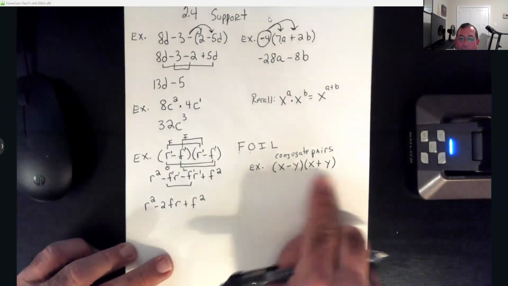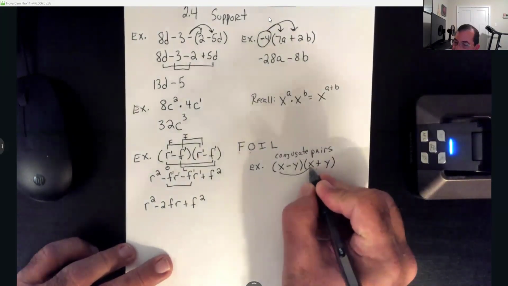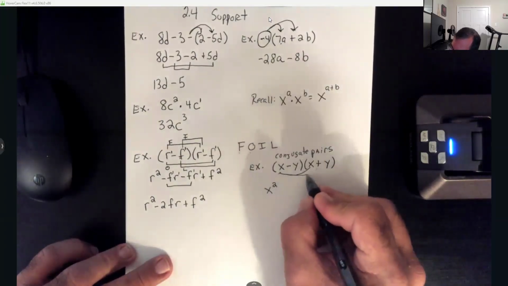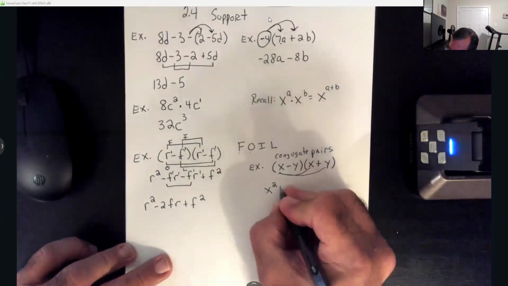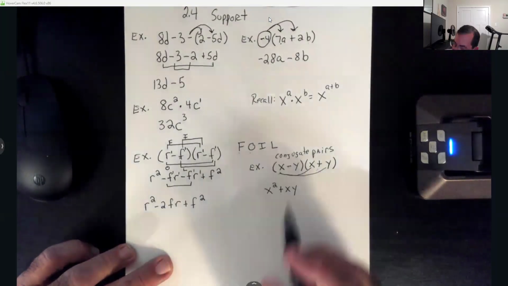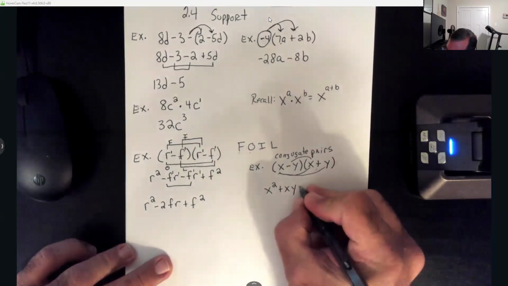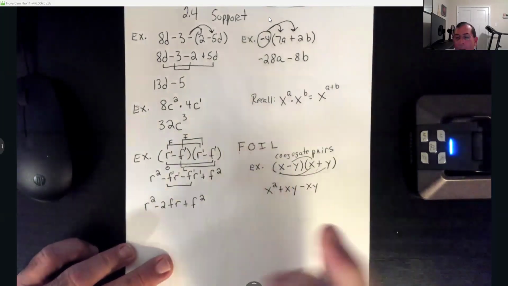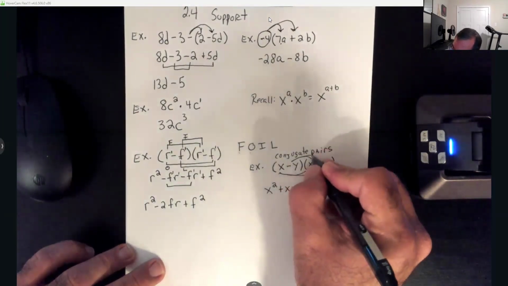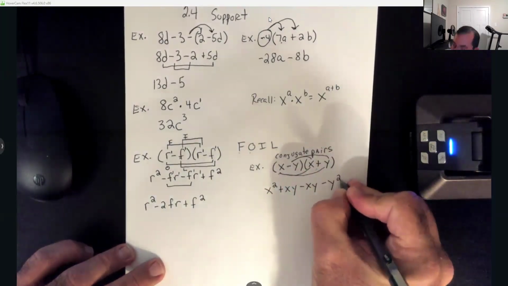All right, y'all, watch what happens when we FOIL conjugate pairs. X times x is an x squared. X times a positive y is a positive x y. All right, let me distribute the middle now. Negative y times x is a negative x y. So I'm just keeping them in alphabetical order. And then that negative y times y gives me a negative y squared.